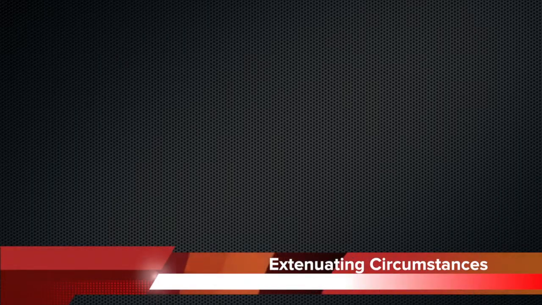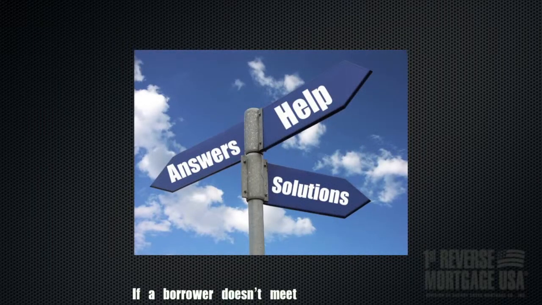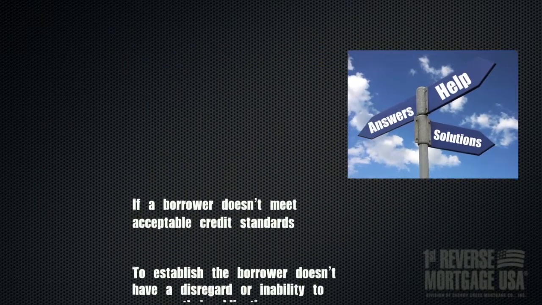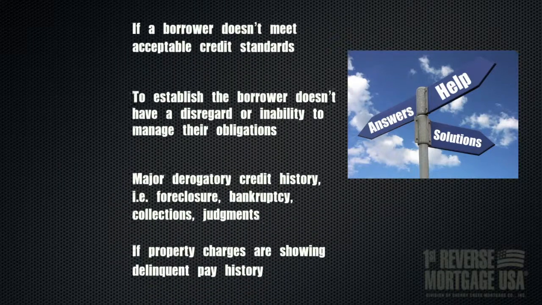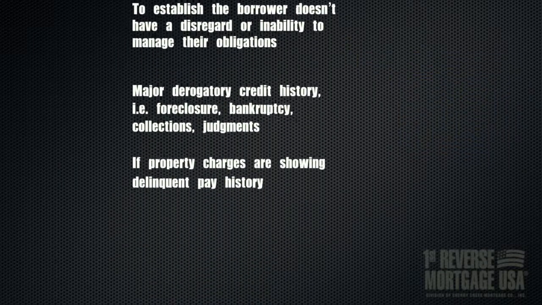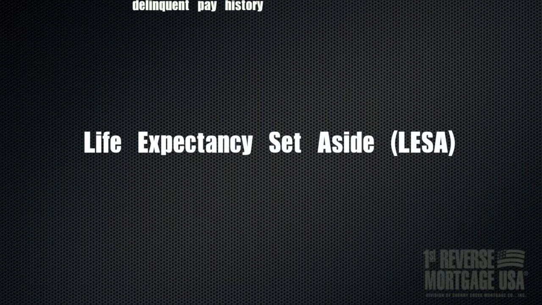The big question is, when do I document extenuating circumstances? These are the 4 areas. Derogatory credit is not an automatic denial. You simply need to document extenuating circumstances. If you're unable to document, underwriting will evaluate the loan for a life expectancy set-aside called a LISA.